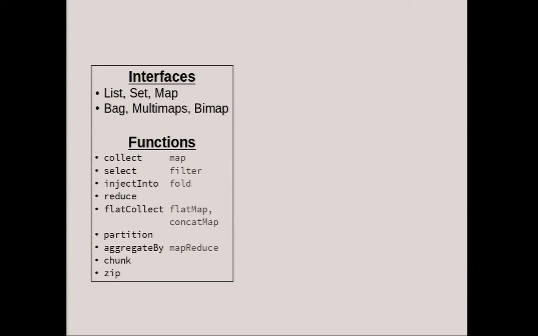On the left in full black are the actual names in the library, and in gray I've put in some other names which are often used for the same thing in other languages, like many people might see collect and wonder what that is. It's just your standard functional map, and select or filter, inject into, sounds painful, but it's just fold, etc. So that's an outline of some of the methods available there.